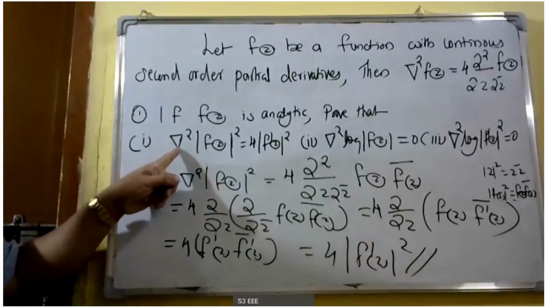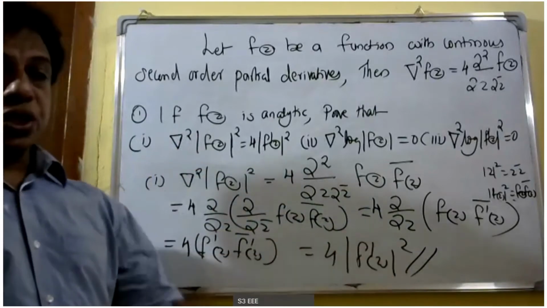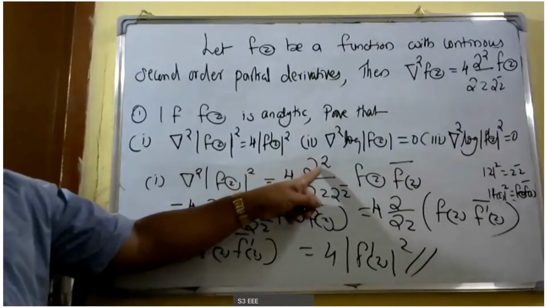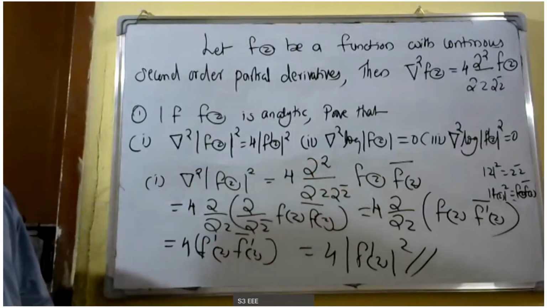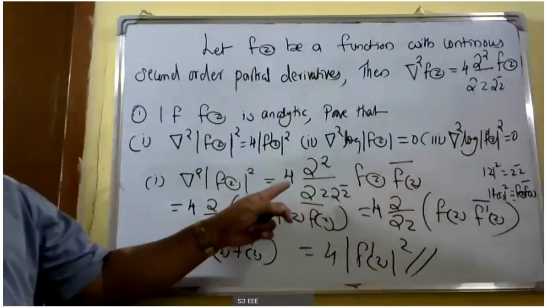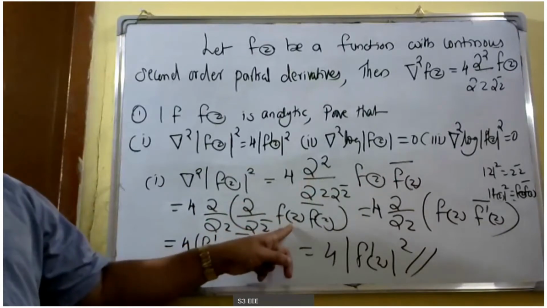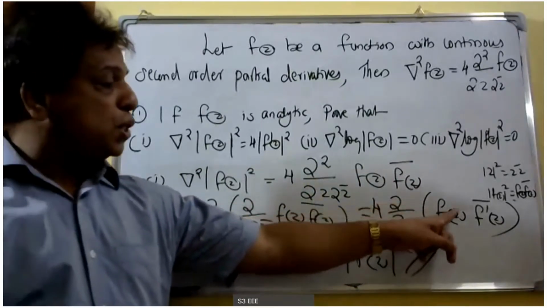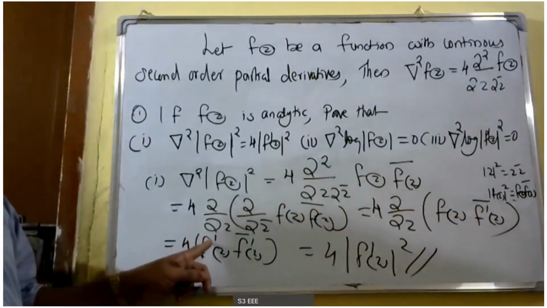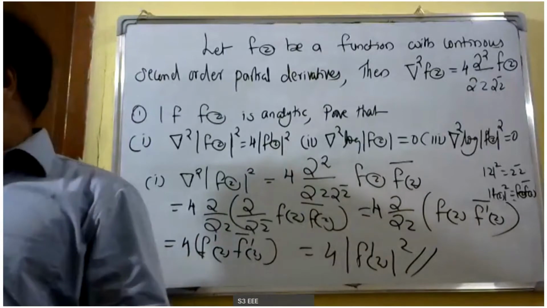Therefore, first result, del square modulus of f of z whole square is equal to 4 into modulus of f dash z whole square. Here, first we replace del square by 4 into dou square by dou z into dou z bar. Then modulus f of z square is equal to f of z into f of z bar. First we differentiate with respect to z bar, then f of z into f of z bar becomes f of z into f dash z whole bar. Then again we differentiate with respect to z. Then 4 into f dash z into f dash z bar, that is 4 into modulus of f dash z whole square. That is the first result.